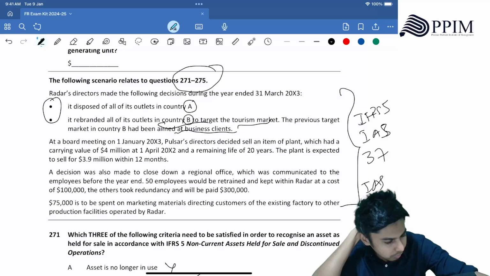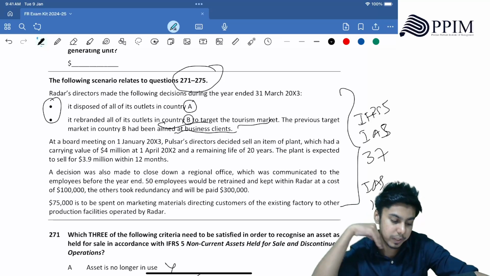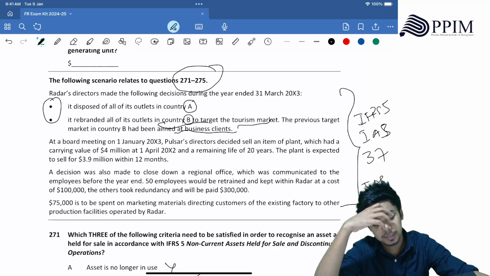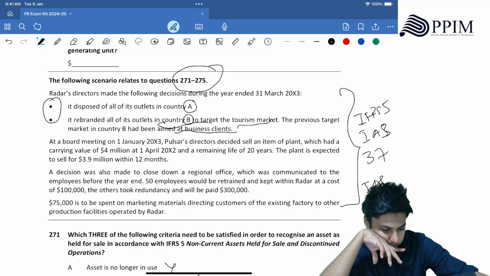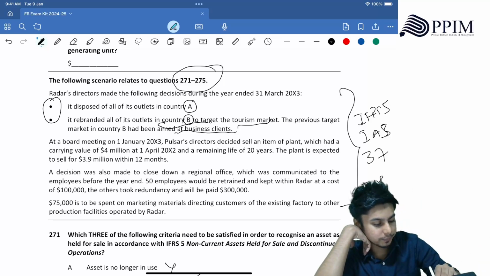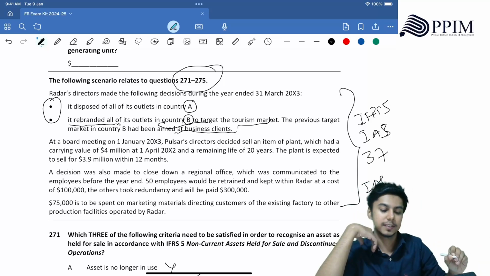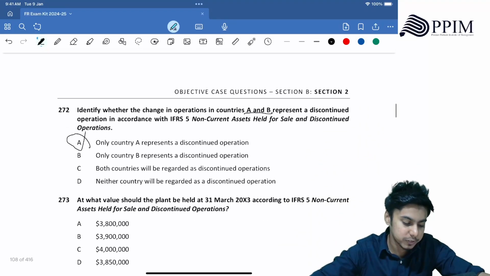It rebranded all its outlets. The previous target market had been aimed at the client. Correct. Yeah, I made a mistake. They're not stopping, no? They are continuing, no? Yeah, guys, that means the marking scheme is correct in that case, right? It has to be option A, right?